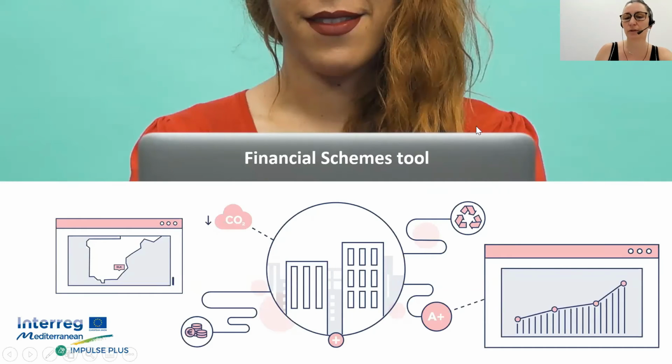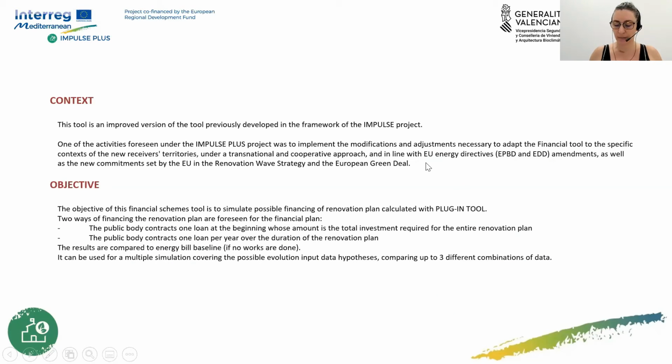And now I'm going to move to the financial scheme tool. This tool calculates different schemes for the energy renovation plan that we have got with the first tool. This is an improved version of the tool that was developed in the Impulse Plus project. And the objective, as Miriam explained before, is to simulate a possible financing of the renovation plan calculated with the plugin tool.